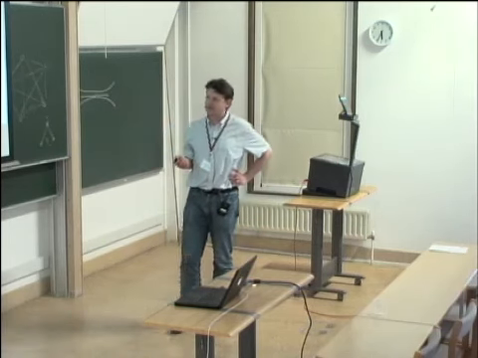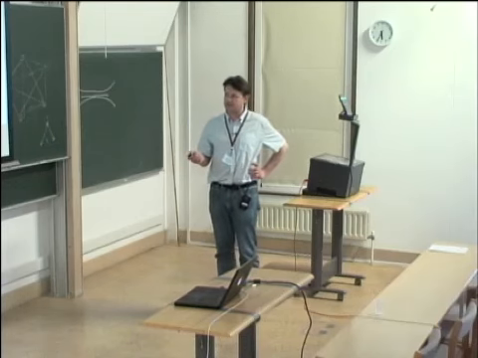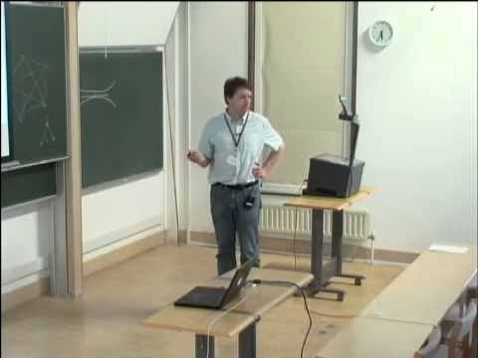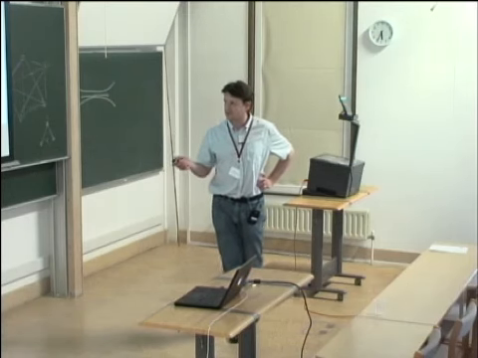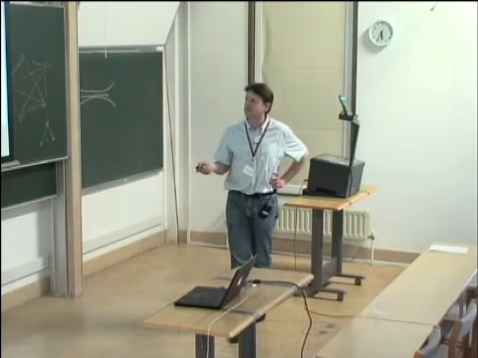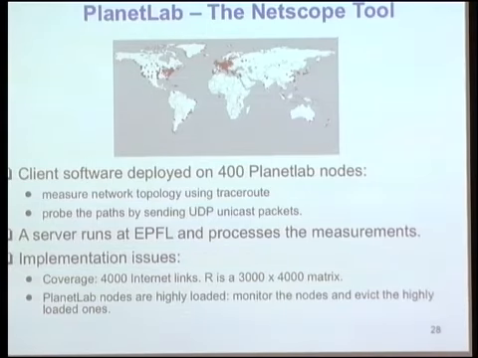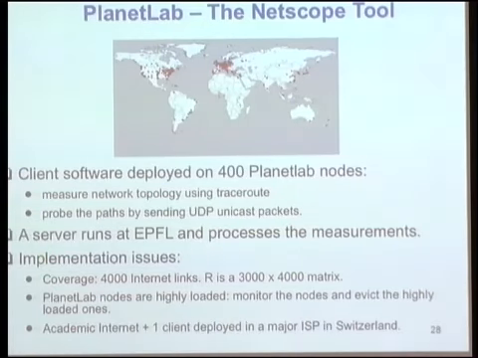So there are three implementation issues. The first one is that R remains a very large matrix. It's a 3,000 by 4,000 matrix, so most of the time is still taken in the computation of the solution and not in the measurements. And of course, all the problems of PlanetLab that Matthew described a little bit earlier, typically that they're highly loaded.